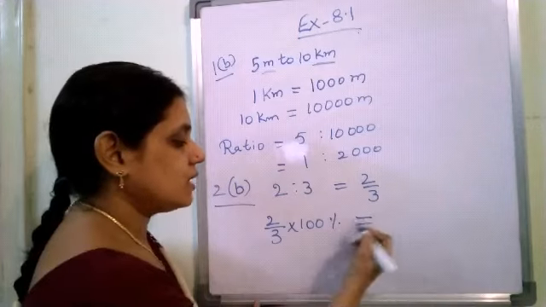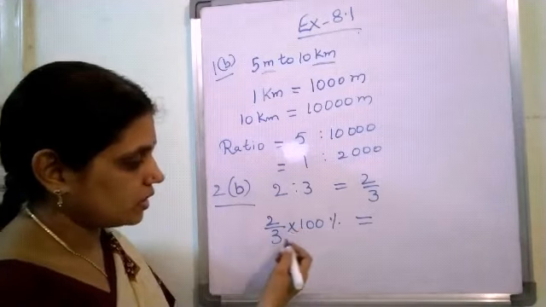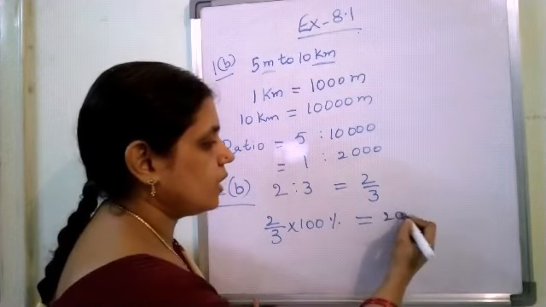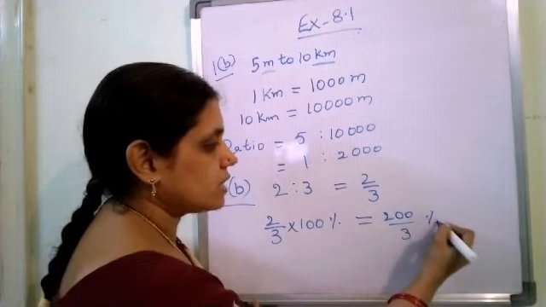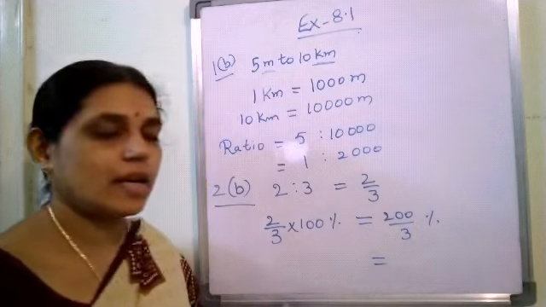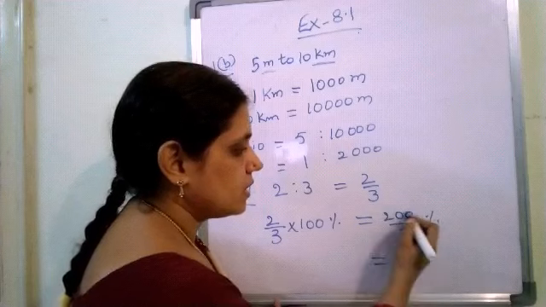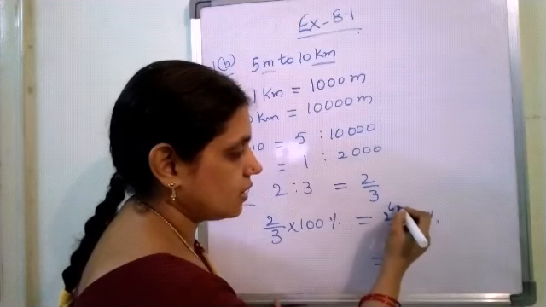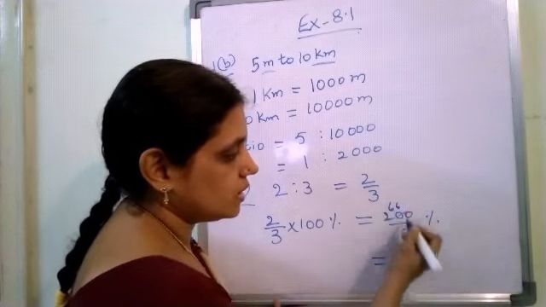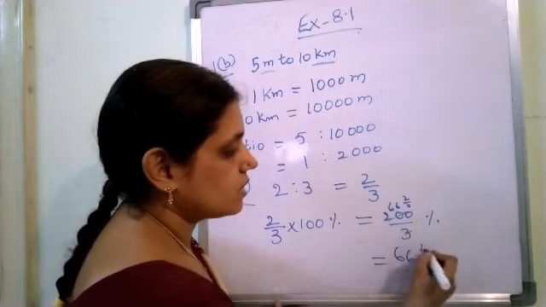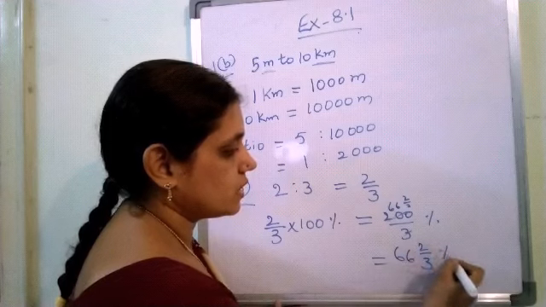So here if any cancellation is there you can do, but actually it is not exactly divisible by 3. So 200 by 3 you will get. Now just you can write it as a mixed fraction and you can leave. So how many times is it? 6 and here also 6 and remainder is 2. Okay. So 66 2 by 3%.